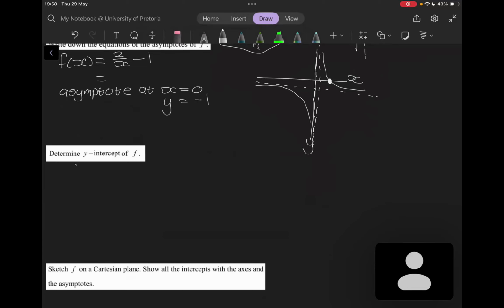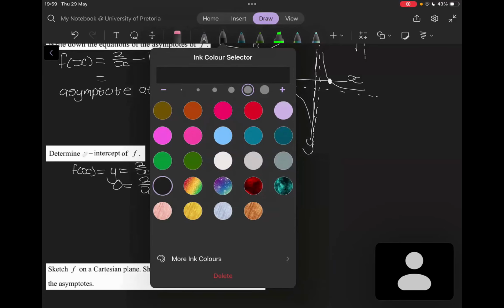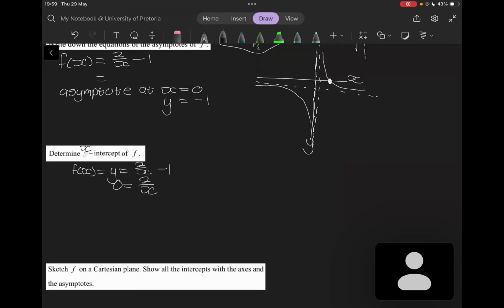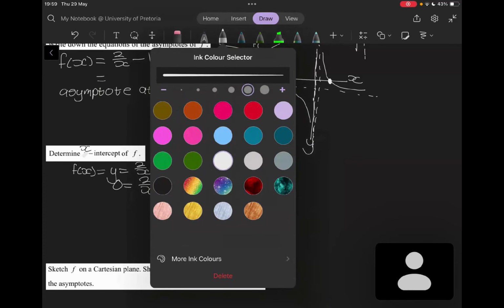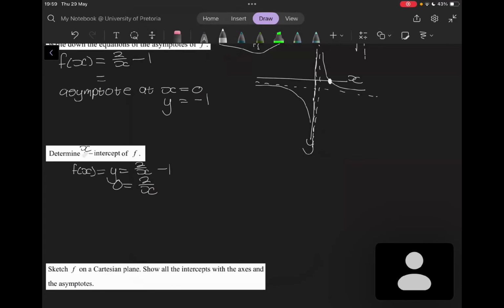So we make f of x, which is the same as y, is equal to 2 over x minus 1. We equate the left-hand side to 0. This is in order for us to find the x-intercept. In order to find the x-intercept, you make y 0. In order to find the y-intercept, you make x 0. Cool. Let's continue on. So for the x-intercept, let me change this to x. For the x-intercept, we equate y to 0.